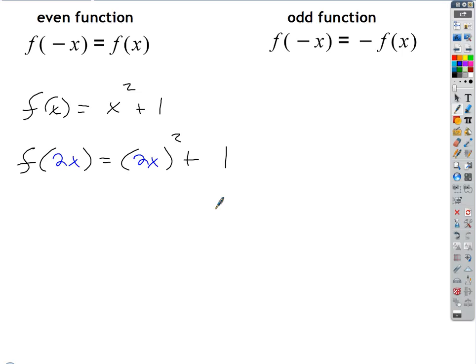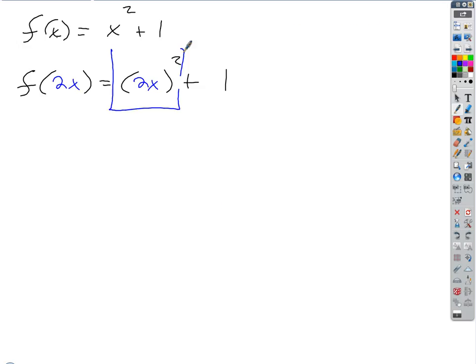But let's think about this as a concept, and then you'll never forget it. So what does it mean to say 2x quantity squared? If I square anything, what am I really just doing? I'm multiplying it by itself. No big deal. So this is equal to 2x times 2x.